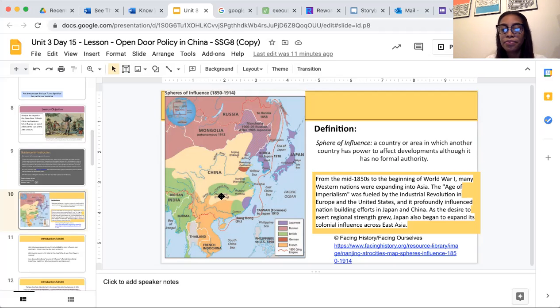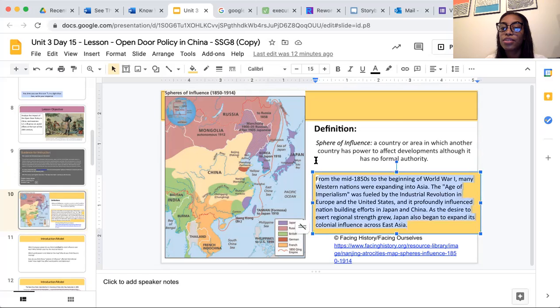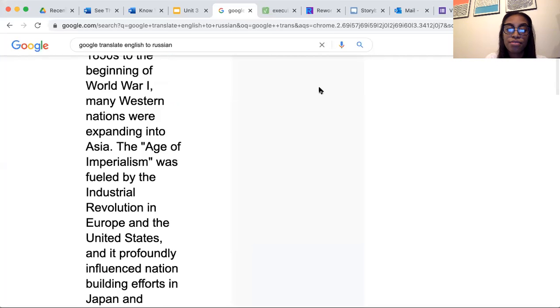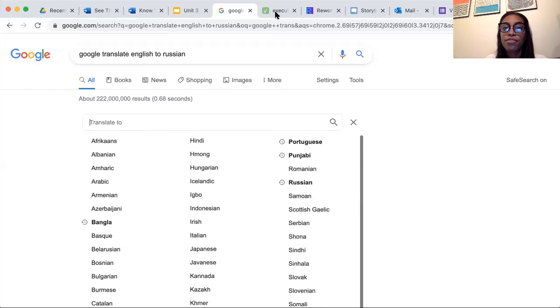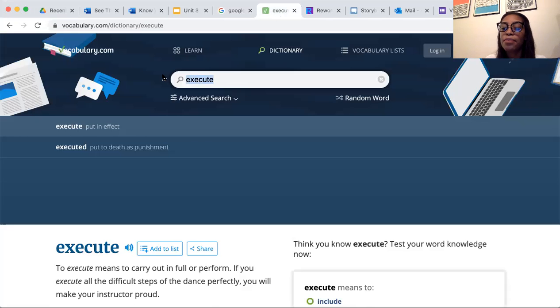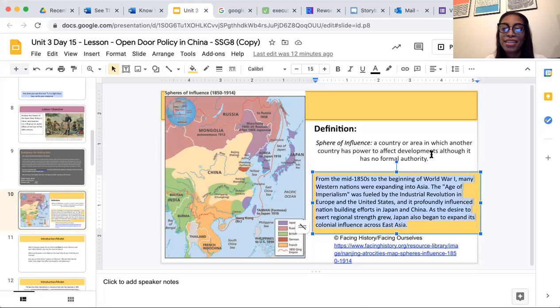Okay. And if we see on the map, Japan, Russia, Great Britain, Germany, and the French are involved. And of course, someone's missing. Who's missing here, right? We'll get to that. And here you have an excerpt that can tell you more about it. Now, with regards to this excerpt, if you'd like to read it in your home language, copy and paste it right into Google Translate and it will translate it for you, whatever home language you may have. If you're having an issue with a vocabulary word, you can copy and paste it right here in vocabulary.com, right?